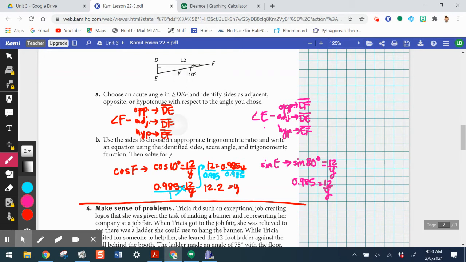So we know the adjacent side, we're looking for the hypotenuse, and so the best trig function uses adjacent over hypotenuse, which is cosine. So the cosine of F is the cosine of 10 degrees, because that's the measure of angle F, 10 degrees, and it's equal to the adjacent side, which is DF, which is a length of 12, over the hypotenuse, which is a length of Y. So we evaluated cosine of 10 to the nearest thousandth. I'll show you here.